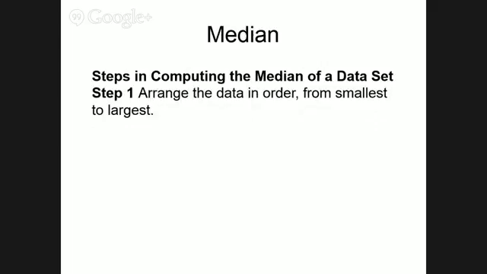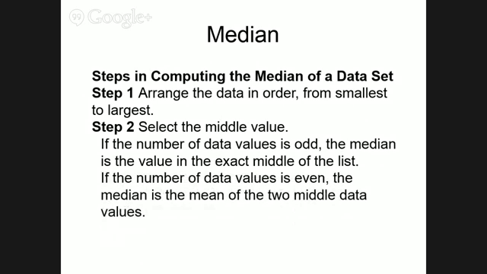Steps in calculating the median. The first step is there's going to be two approaches. If you have an odd amount of data points, you just find the middle data point, right? If I have 5 data points, the third data point in my list from smallest to largest is my median. If I have an even amount, then I'm going to add the two middle numbers together and divide by 2. And we'll see how that works.